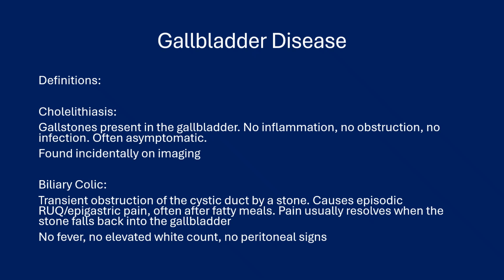Biliary colic. Transient obstruction of the cystic duct by a stone causes episodic right upper quadrant or epigastric pain, often after fatty meals. Pain will usually resolve when the stone falls back into the gallbladder. These people will not have fever, they don't have an elevated white count, and they don't have any peritoneal signs when you palpate their abdomen.